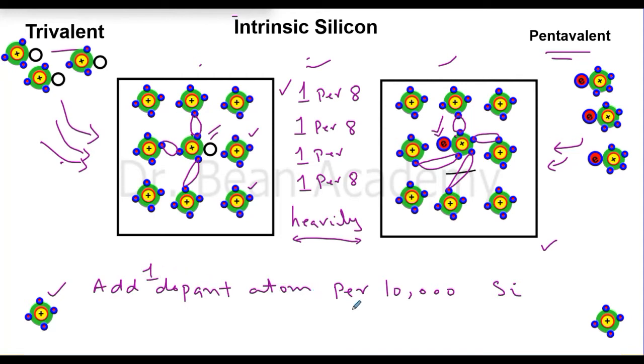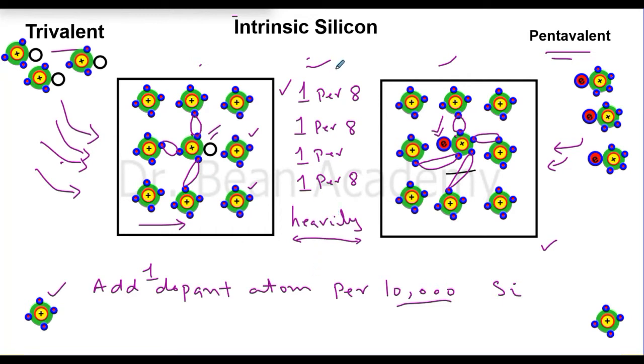dopant atom per 10,000 silicon atoms, it means I will pass by 10,000 silicon atoms, and then whatever is the atom after the 10,000, I will replace it with the dopant atom. Then I will pass through 10,000 silicon atoms, and I will replace the next silicon atom with the dopant. And then this will go on. So this is called heavily doped material, and this is heavy doping.